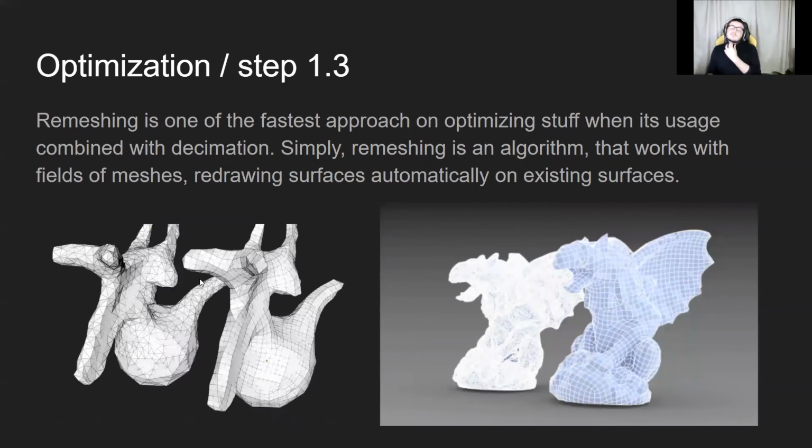Remeshing is one of the fastest approaches to optimizing when used combined with decimation. As far as I know, Christoph mentioned Instant Meshes before, which is what we are talking about with remeshing. Remeshing may be confused with retopology, but remeshing is an algorithm created by the computer, and retopology is what you do by hand. Simply put, remeshing is an algorithm that redraws surfaces automatically on existing surfaces. Say we have this object here and you need to remesh it. The algorithm remeshes it and gives you this result, the remeshed version of the sculpture.